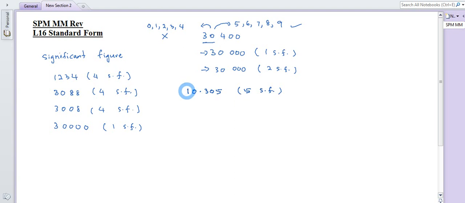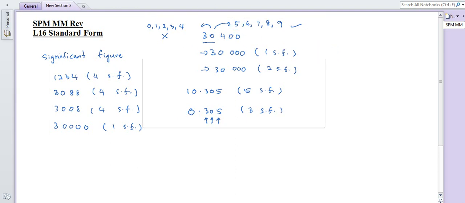If I throw away the 1, it becomes 0.305. How many significant figures are here? If you have a decimal which is 0 point something, the first significant figure starts from the first non-zero number. So here will be the first one. So in this decimal, we have only 3 significant figures, not 4. Be careful. The 0 here is not considered a significant figure.